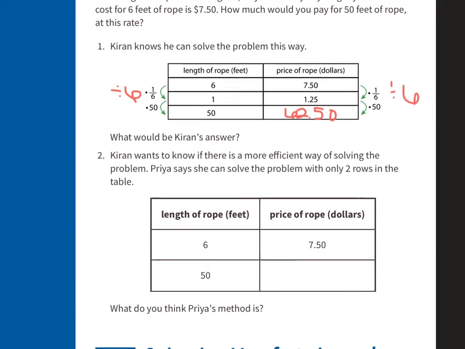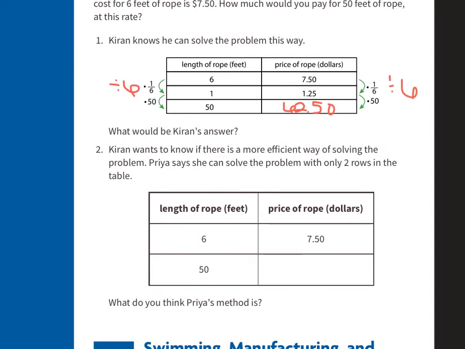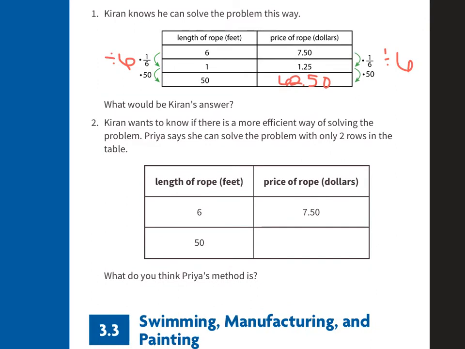All right, Kieran wants to know if there's a more efficient way to solve the problem. Priya says she can solve the problem with only 2 rows in the table. So Priya goes from 6 feet of rope to $7.50, and then 50 feet of rope for blank. What do you think Priya's method is? Go ahead and think about it for a second, then we'll get back to it.